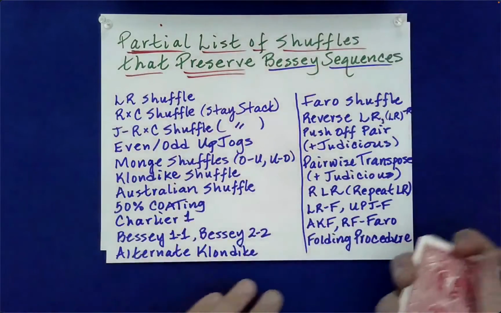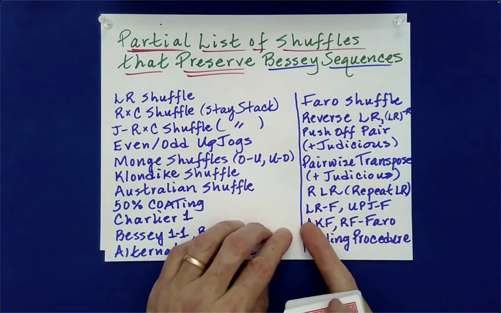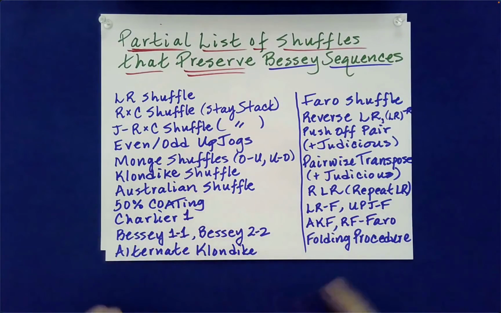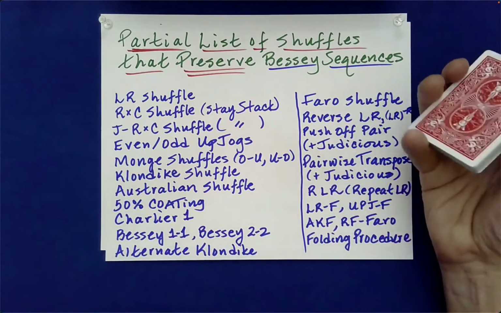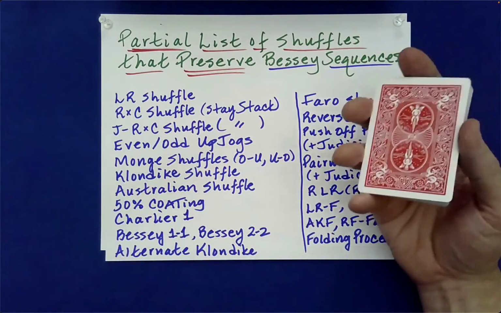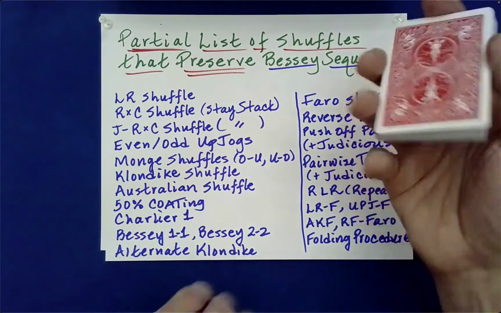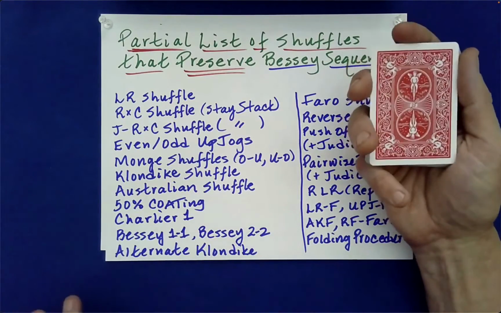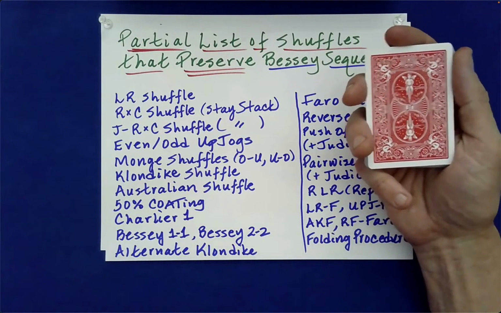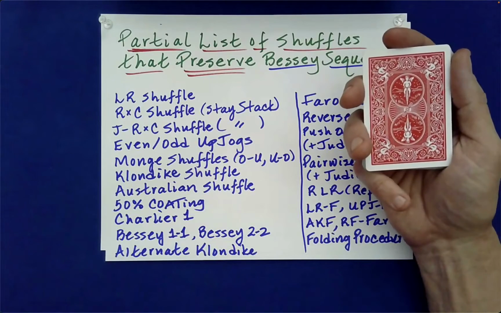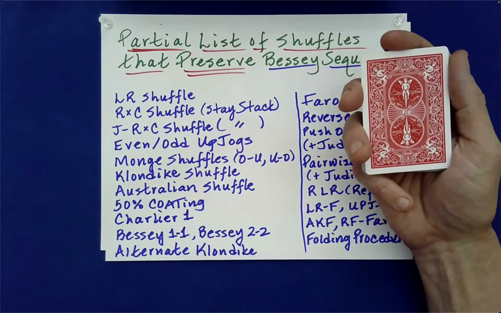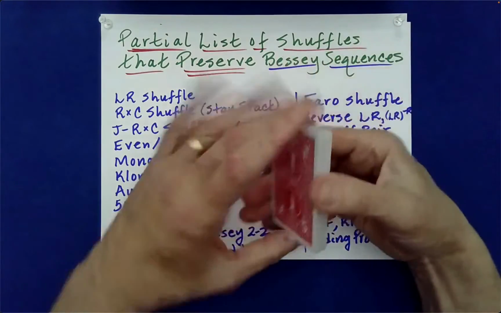I don't know. That's probably enough. We have a number of ways of mixing the cards where we're flipping half of them. We have a folding procedure, which is kind of cool. And this is just a partial list of the ones that preserve Bessey sequences of length 8. But anything that holds a Bessey sequence of length 8 fixed or undisturbed or converts it to its inversion will also work for a Bessey sequence of length 32, okay?